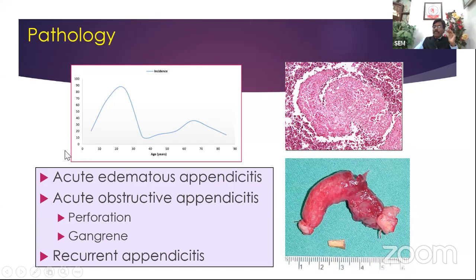It's not like malignancy where you have only one peak. Malignancy is very rare here. Carcinoma of the cecum is more common here. Appendicitis and appendicular mass are more common here. Tuberculosis is more common in the middle age.